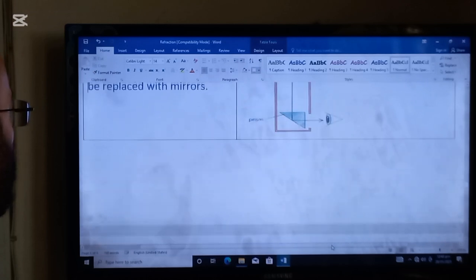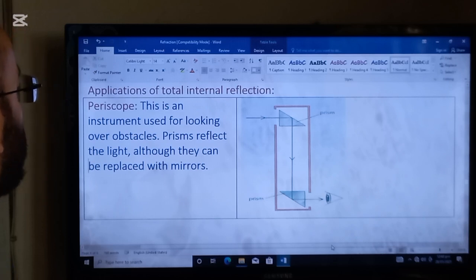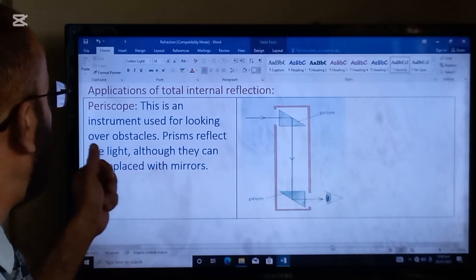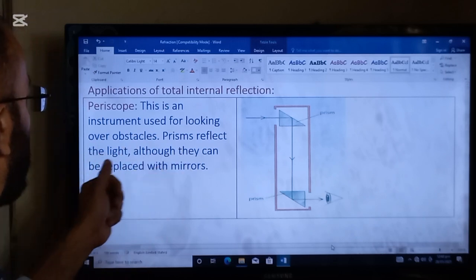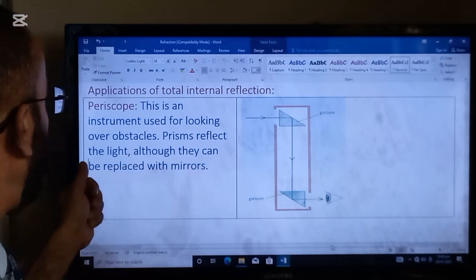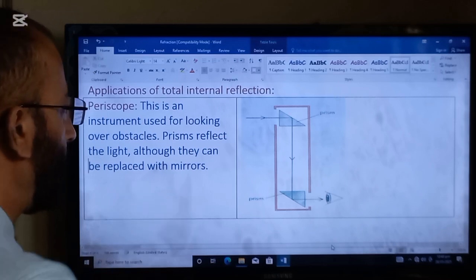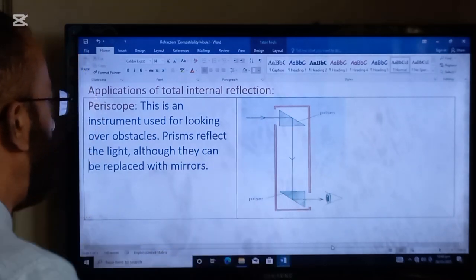Next, we are going to read the applications of total internal reflection. This is an instrument used for looking over obstacles. Prisms reflect the light, although they can be replaced with mirrors. So, this is the instrument.